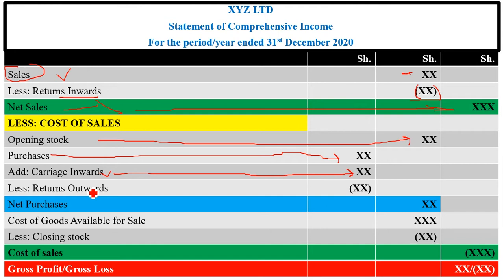So when you return these goods, the cost of those goods will be reduced from the purchases. Why? Because you'll be refunded the amount of money maybe that you had spent on those particular goods. So we need to subtract that, and that's why I've put the figure here in brackets. So when you add the purchases plus the carriage inwards minus the returns outwards, the resulting figure is the figure for net purchases. And now this is what we are going to add to opening stock.